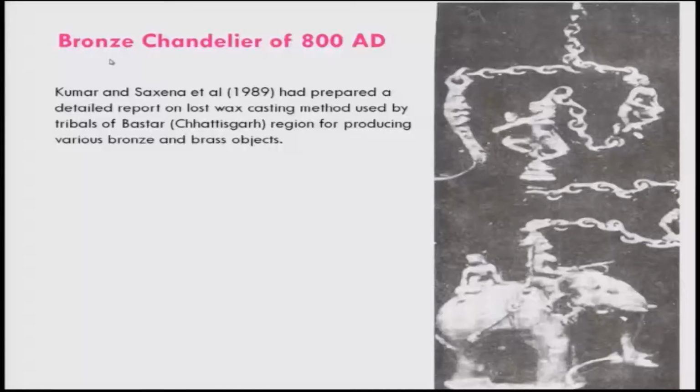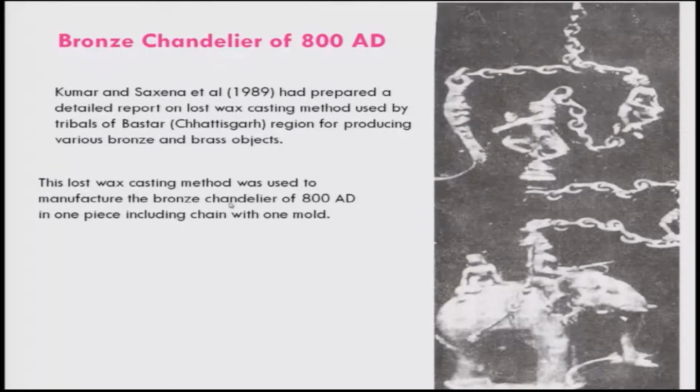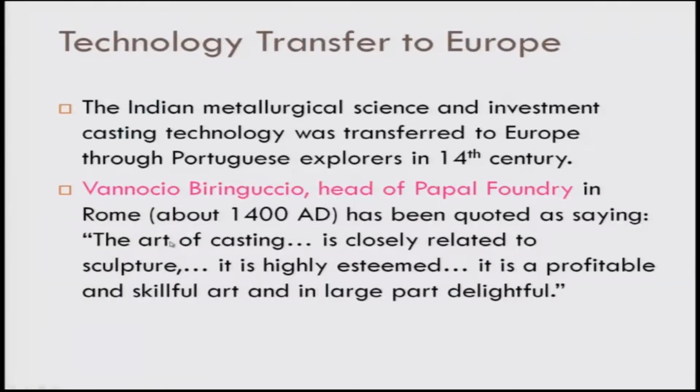Let me show you this bronze chandelier, which is quite complex. There is an elephant, two persons are sitting, these chains are there and there are dancers, and then if you look at it, it has been claimed that this chandelier was made by lost wax casting around 800 AD in one piece including the chain with one mold. How was it possible? It is a really mind boggling proposition to say this. Even today it is not possible to do that, and we need to do more research on how it can be. If it has been done, really great thing.